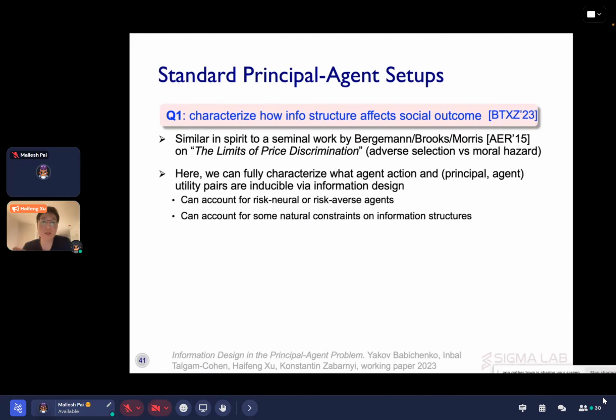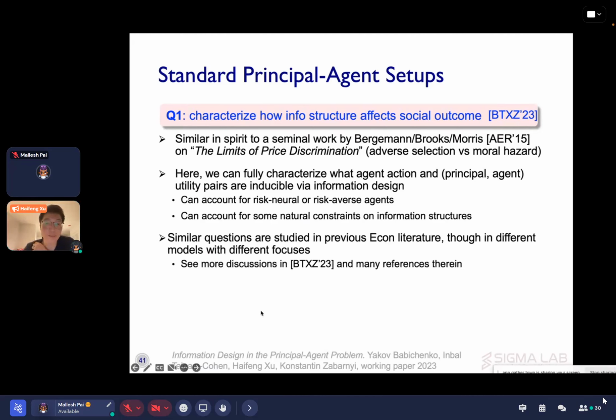In our paper, we're able to fully characterize what agent action and what principal-agent utility pair can be induced by designing the information structure. And we can account for both risk neutral and risk averse agents. We can also account for different kinds of constraints on the information structure.